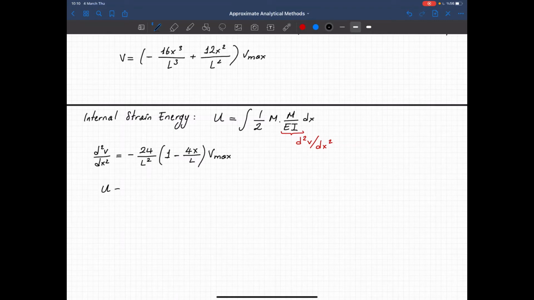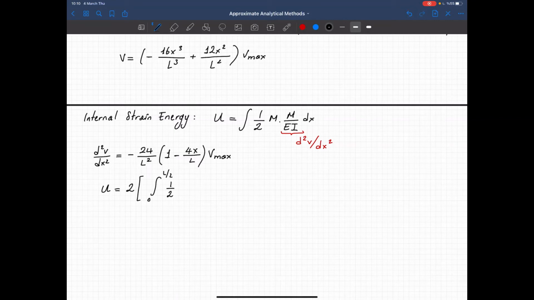So U is equal to, I have two sides, so I have to multiply the energy by 2, right? I divide the structure from the middle and just write the equations for the left hand side. So the total potential energy I have to multiply it with 2. I'm integrating it from 0 to L/2 in that case.